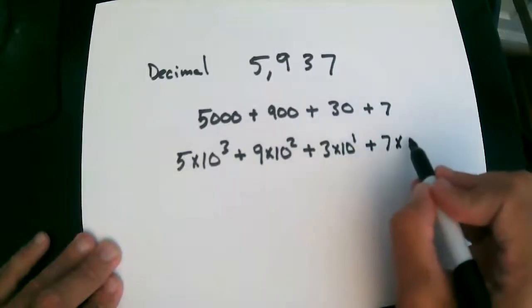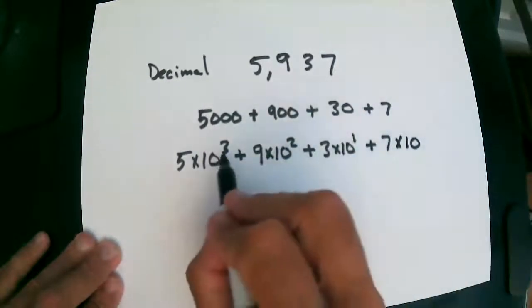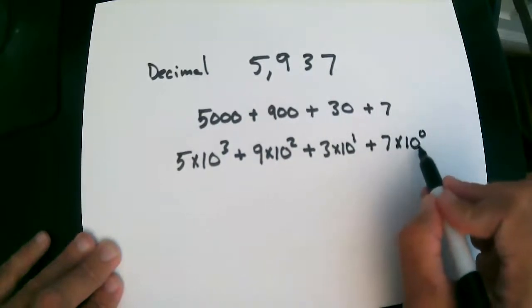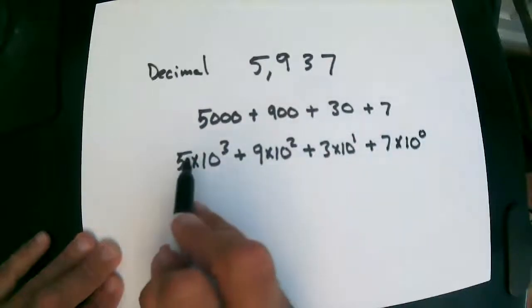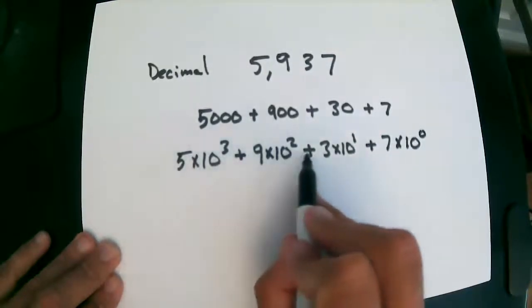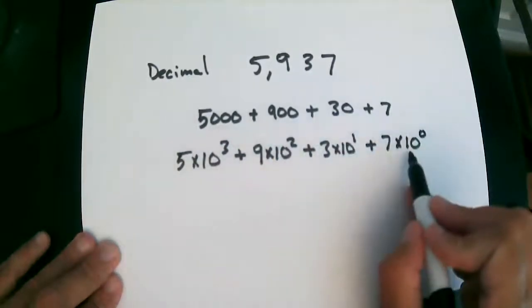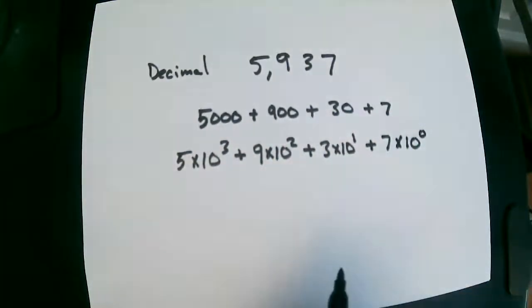I want to continue the pattern here. So it's 3, 2, 1, 10 to the 0th power. And remember, anything to the 0th power is 1, so 7 times 1 is 7. And actually, if you haven't really thought about it before, we all know that anything to the 0th power is 1. And if you look at this pattern, you can see why it actually has to be.